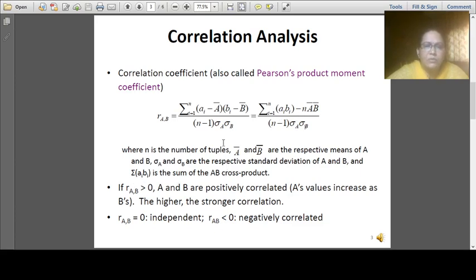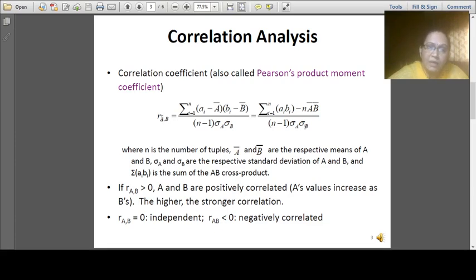Suppose we put in all the values and calculate, and the value of r_AB will always be between -1 and 1. If it is a positive value, greater than 0, then we consider that attributes A and B, in this case weight and height, are positively correlated, meaning they are directly proportional to each other. If you increase one value, the other value also increases. If it is negative, we assume they are negatively correlated, meaning if weight increases, then height decreases. So there is a negative correlation between these two attributes.